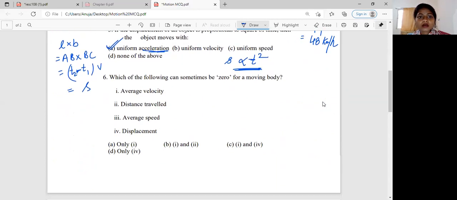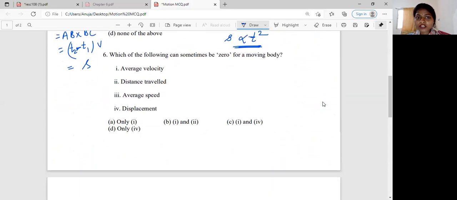Next, sixth one: which of the following can sometimes be zero for a moving body? So what can be zero for a moving body? If a body is moving, of course, distance cannot be zero. Distance traveled by the body can never be zero. Average speed can also never be zero, because speed depends on distance. As the speed depends on distance, it cannot be zero.